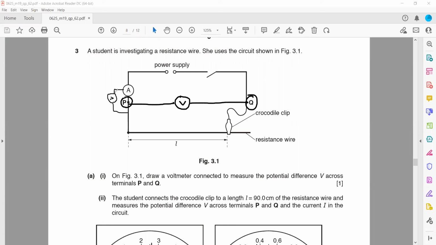So this won't be correct. Why won't it be correct? Because this will only measure the voltage across this terminal, not between P and Q. And a voltmeter is always connected in parallel. That's why we connect it between the 2 points.